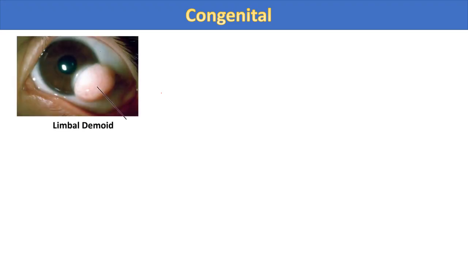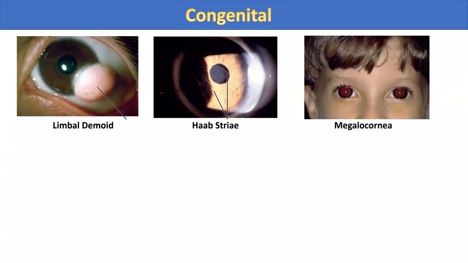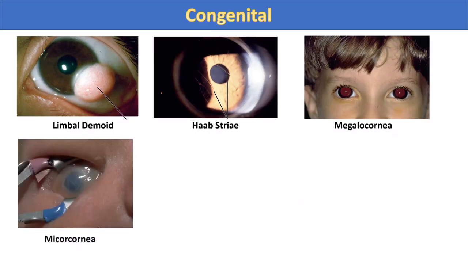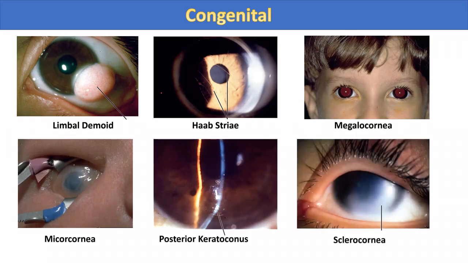For the congenital, a quick recap of what we mentioned in pediatric ophthalmology: congenital corneal affections can be in the form of limbal dermoid, tears in the Descemet membrane as in Haab's striae, megalocornea, microcornea, posterior keratoconus, and sclerocornea. Collectively, we have the differential diagnosis. You may refer to the pediatric ophthalmology lecture.